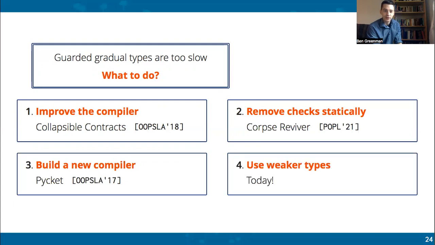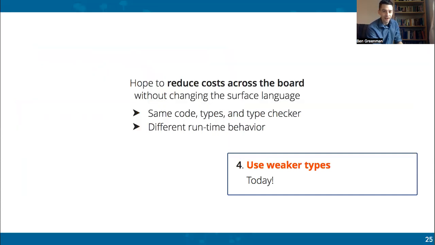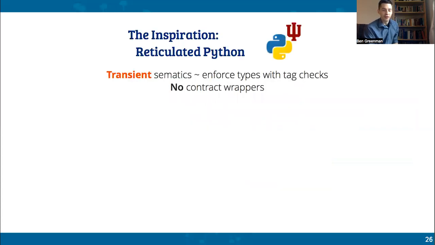What I want to tell you today is about a fourth option, which is instead of going all the way to unguarded, we can use different weaker types instead. And so that's what we've been working on. Now, why do we want this, especially when we have options 2 and 3, which are certainly decent options? Well, if we add weaker types, we can reduce the costs in our language without changing the programmer experience at all. You have the same code, same workflow, and in particular, the same static type checker that you had before. And the only thing that changes is that some of your types have different runtime behavior than before, different semantics. Okay, so that's the idea.